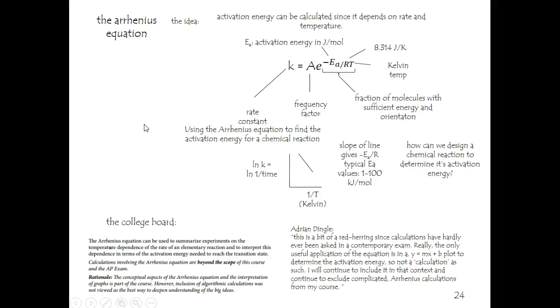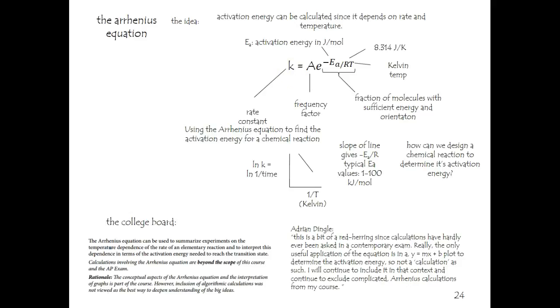Okay, so chemical reactions have a certain activation energy, and it would be nice to know what that is. And that's where the Arrhenius equation comes into play. The idea is that since activation energy depends on the reaction rate and the temperature, and some sort of frequency factor that's unique for each chemical reaction, there must be a way to calculate it. Here's the calculation, the equation as it came out.